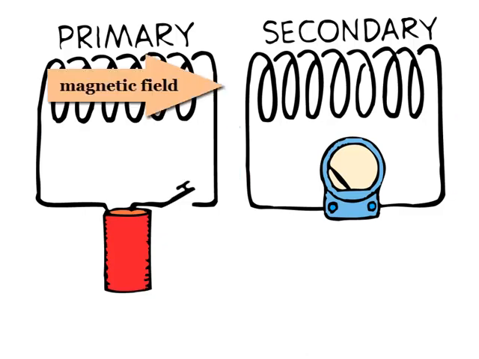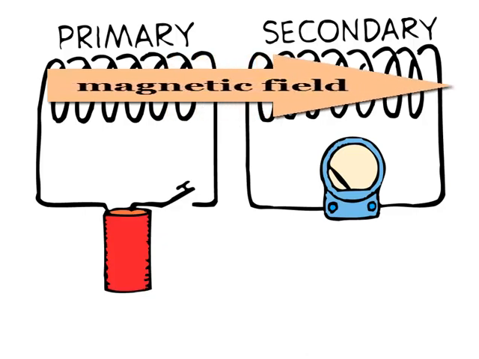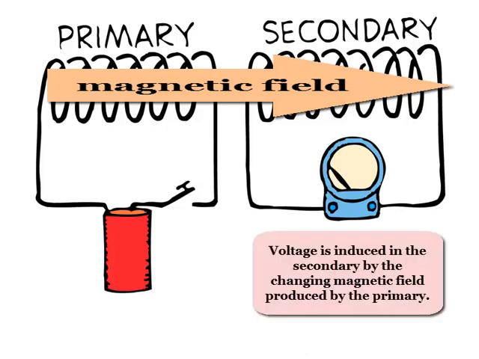The magnetic field that builds up around the primary extends into the secondary coil. Changes in the magnetic field of the primary are sensed by the nearby secondary. These changes of magnetic field intensity at the secondary induce voltage in the secondary, in accord with Faraday's law.